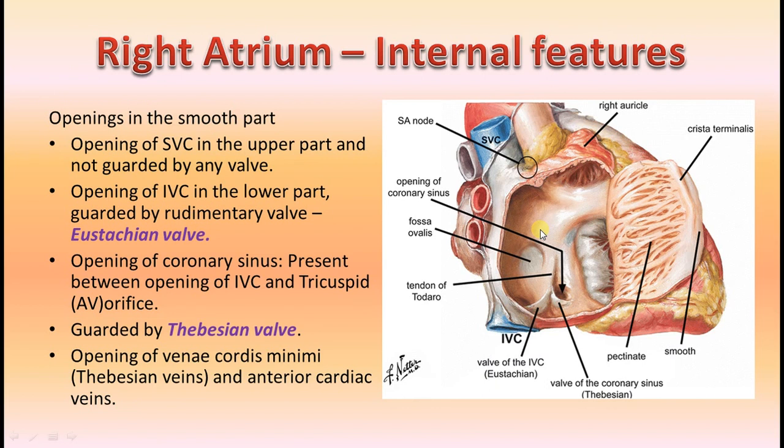So far we have seen the opening of superior vena cava, opening of inferior vena cava, and opening of the coronary sinus. These are the three main structures opening into the right atrium, and these bring venous blood from the upper half of your body, from the lower half of your body, and also from the heart itself.